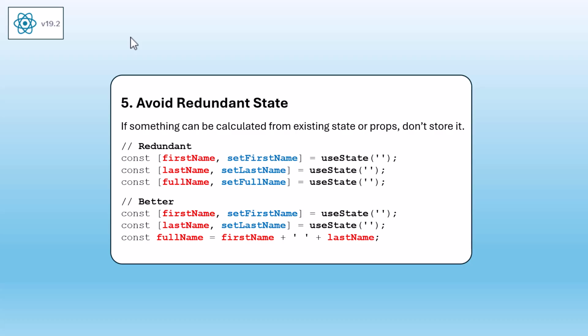Why is that better? Because when you change either the first or last name, the full name will automatically update when the component re-renders. There's no risk of one being updated but not the other. So the rule here is simple. If you can compute something from existing state, don't store it separately.